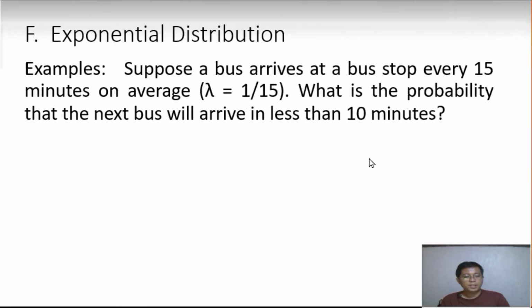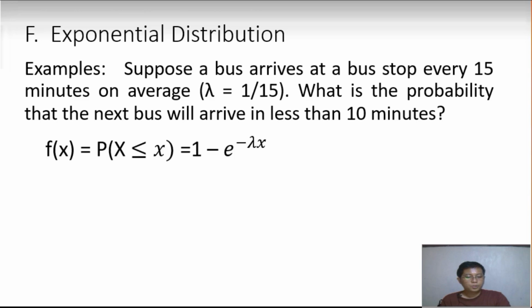Okay, so an example here, suppose a bus arrives at a bus stop every 15 minutes on average. So lambda equals 1 over 15. What is the probability that the next bus will arrive in less than 10 minutes? So here, we need to use the cumulative function. So we have F(x) equals the probability that X is less than or equal to x, which is equal to 1 minus e raised to negative lambda times x.